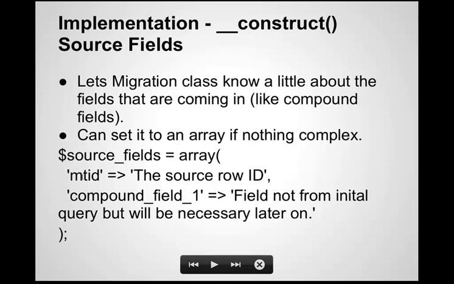So like in this case, I have a table called empty, and I have a source ID called empty ID. So I'm specifying that in here, just letting myself know that this is the source row ID. And there's another field, which is going to be my compound field, called compound field 1. This is a field not from the initial query, but I'll need it later on.